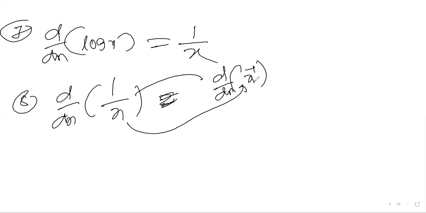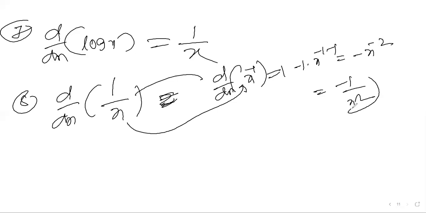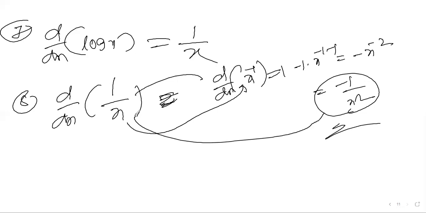It looks like x power n. What can I write? n into x power n minus 1. So minus 1 into x power minus 2, so minus 1 by x square is the answer. Understood? Okay, d by dx of 1 by x is minus 1 by x square. Root x is 1 by 2 root x, I told you. Like that you can do.